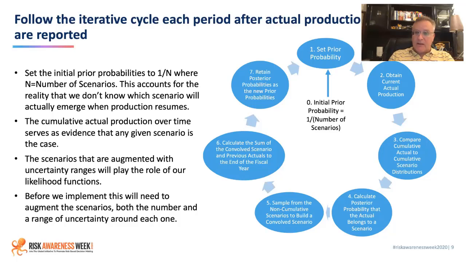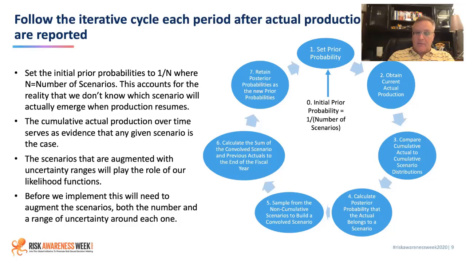And we produce a sort of a new scenario that represents the convolution or the combination of those samples. And then that becomes the basis for our forecast for the remaining period forward that we have for the fiscal year. We then retain that probability that we calculated, the updated probability based on our measured production, and we set the cycle all over again.